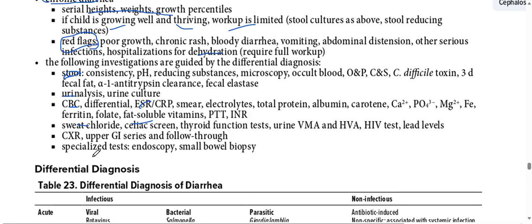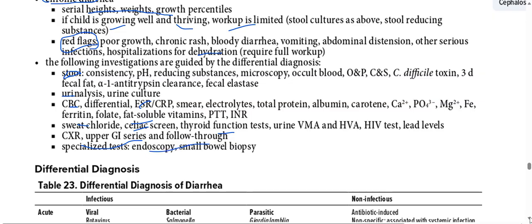We only have to do them when we have specific suspicions in mind. If you are suspecting celiac disease, we are going to do the celiac screen. If you are suspecting cystic fibrosis, we are going to do the sweat chloride test. If we are suspecting hyperthyroidism, we will do the thyroid function test. Understand? Other things can be X-ray, upper GI series, specialized tests, endoscopy, bowel biopsy.